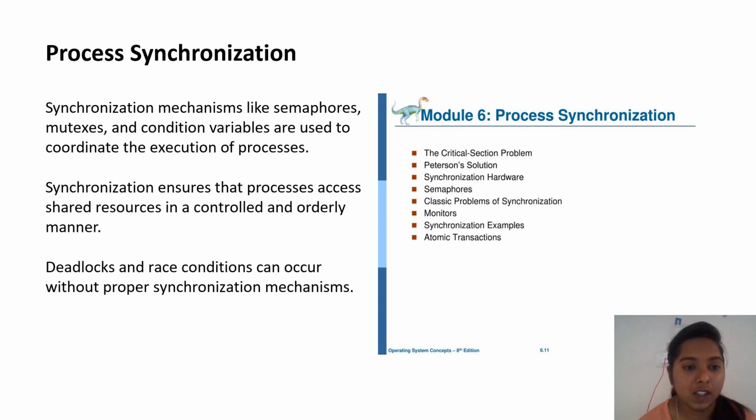Process synchronization. Synchronization mechanisms like condition variables are used to coordinate the execution of processes. Synchronization ensures that processes access shared resources in a controlled and orderly manner. Deadlock or race conditions can occur without proper synchronization mechanisms.